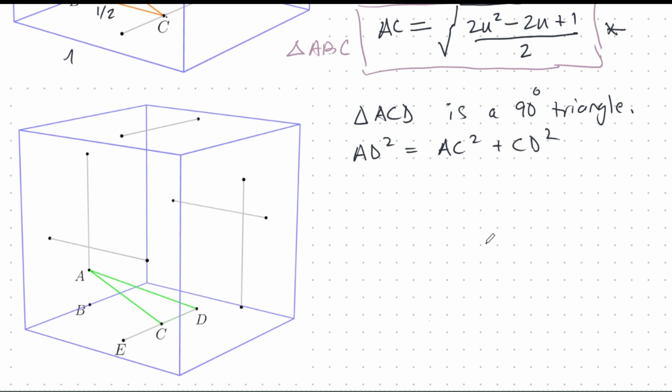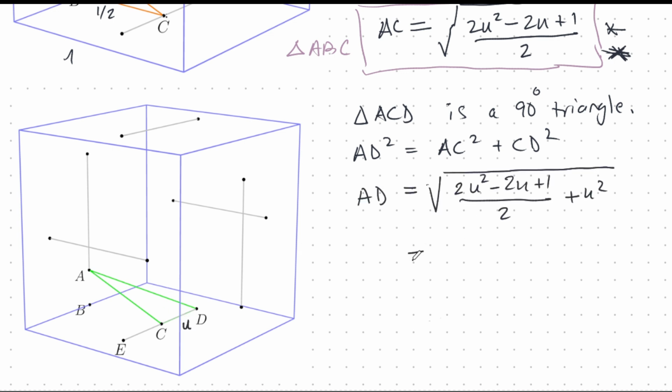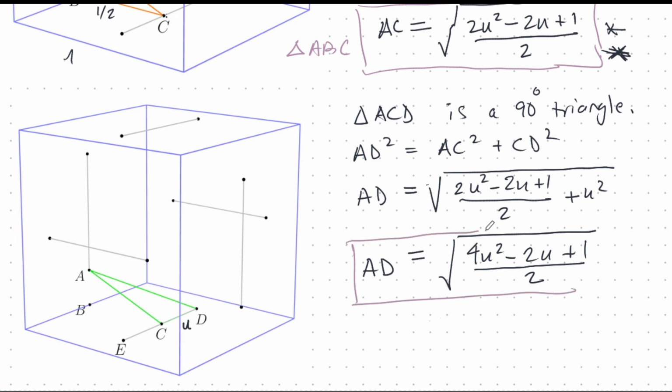And so I can use Pythagoras' law to find AD, the hypotenuse. I know AC from up here. We just solved for AC. And what is CD? CD is U. And so I get this, and with some simplifications, I get this. Okay, that's really good, because now let's look at what we have here.